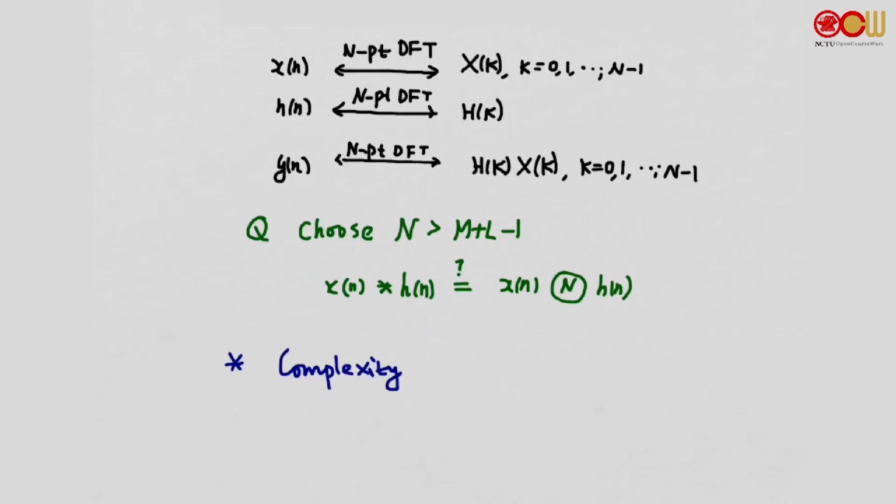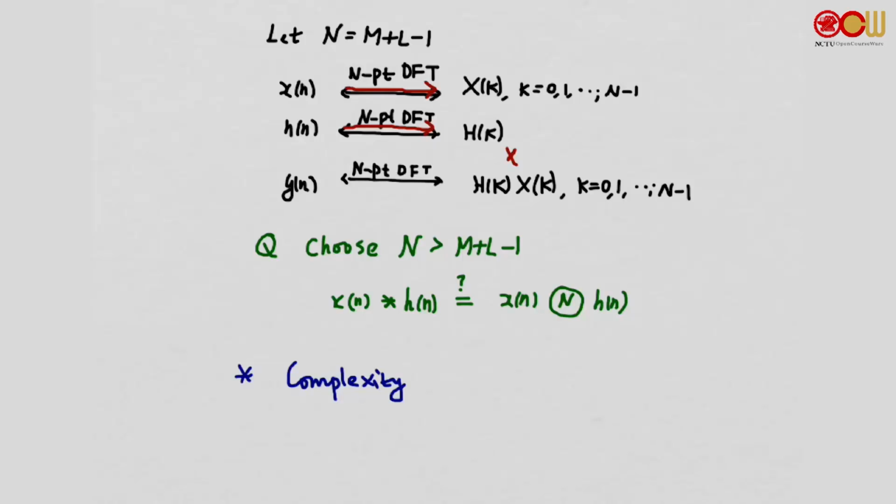And if we want to do it this way, using the approach that we have done here, first, given an n point sequence, we need to do n point DFT, and we also need to do n point DFT here, and then we need to multiply them together. We need to multiply X and H together, and then we need to do n point IDFT here.